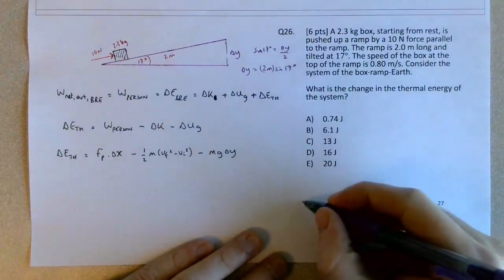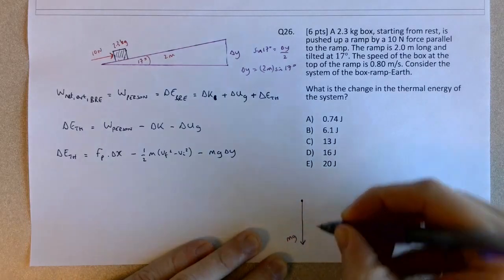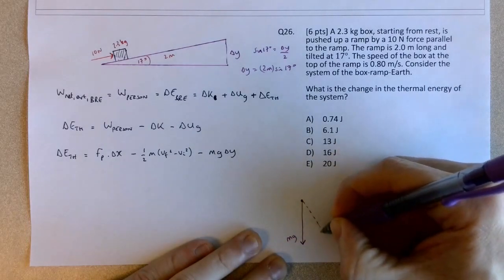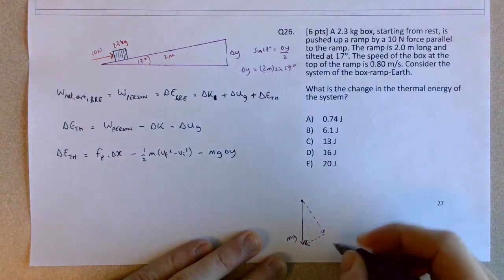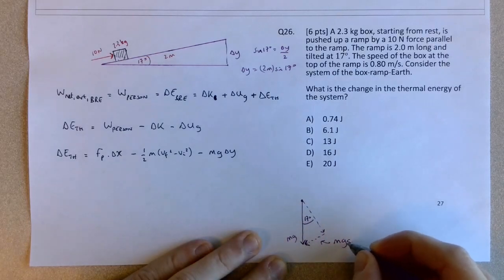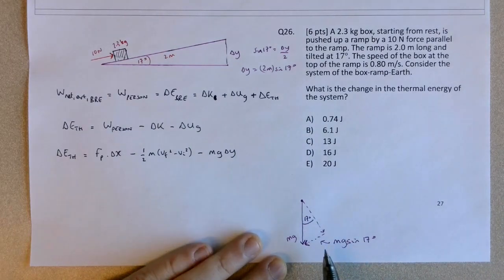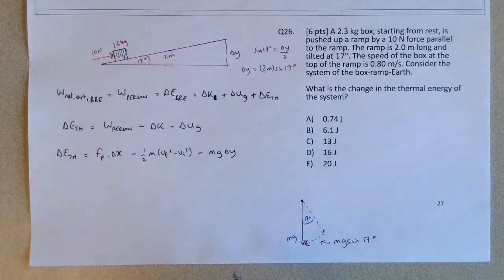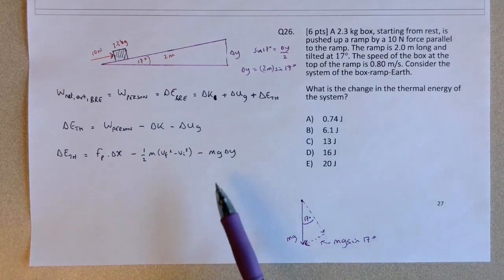So if you consider the weight force mg, there is a component of it perpendicular to the ramp that does no work. There is a component parallel to the ramp which does work, and this will be the 17 degrees. So this piece will be mg sine of 17, and then all you need to do is multiply that force times the distance along the ramp in order to get the component.